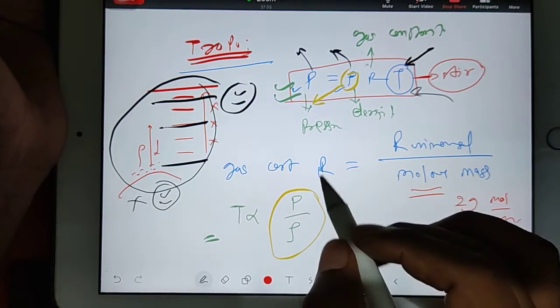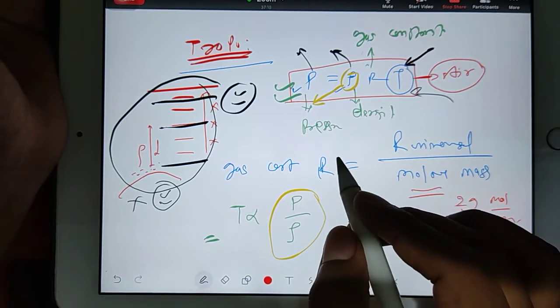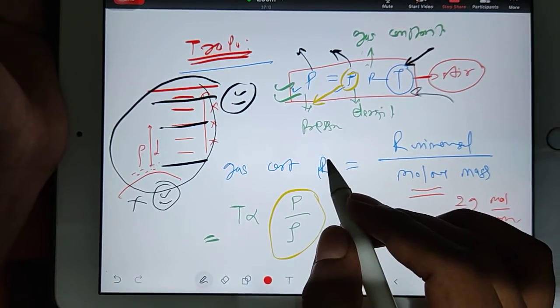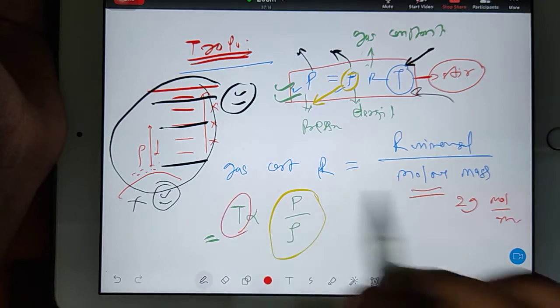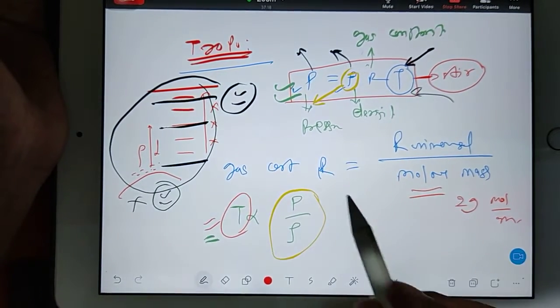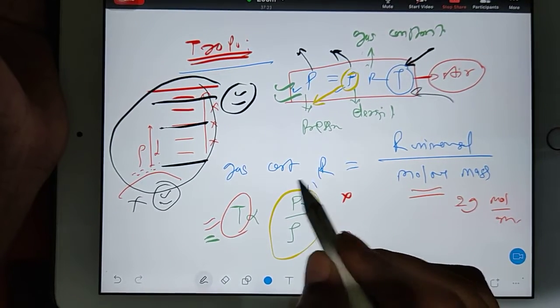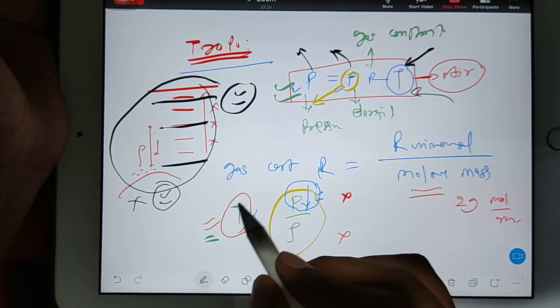Now see, you know that in both the atmospheres pressure is decreasing and density is also decreasing. So what does it mean? What will happen to the T? For that we need the formula. Pressure is decreasing, so because of this decrement in pressure, temperature should decrease.